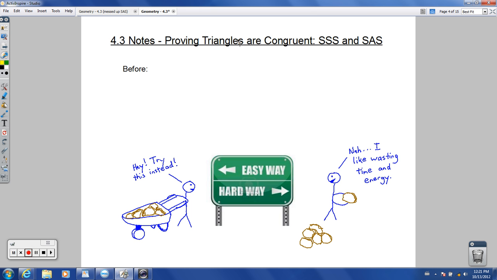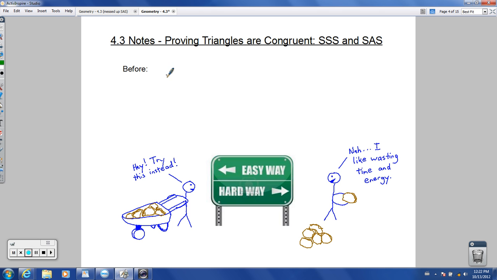So at the top of your paper, please put this as your title, 4.3 notes. Proving triangles are congruent, and we're going to talk about what these things mean if it's possible. So I would say before, it seems like at least we've been doing things the hard way. Before we had to prove all 6 corresponding parts, all 3 angles and all 3 sides had to match up in the triangle. So maybe there's an easier way to prove that triangles are congruent. I'm not saying there is, but I'm saying maybe there is.